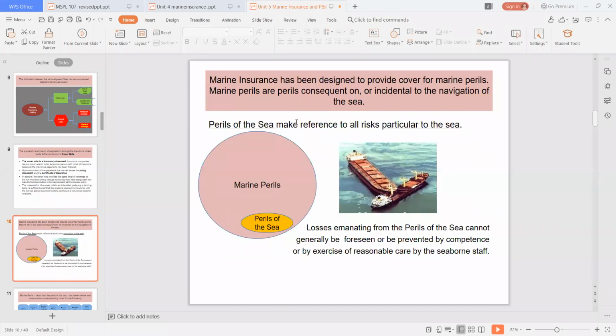Marine insurance has been designed to provide cover for marine perils. Marine perils are perils consequent or incident to the navigation of the sea. Perils of the sea make reference to all risks particular to the sea, right? Losses emanating from the perils of the sea cannot generally be foreseen or be prevented by competence or by the exercise of reasonable care by the seaborne staff. So sometimes it happens, the image also shows here.